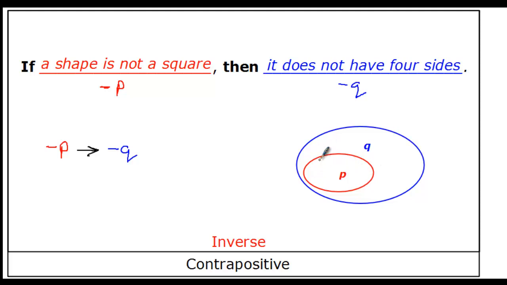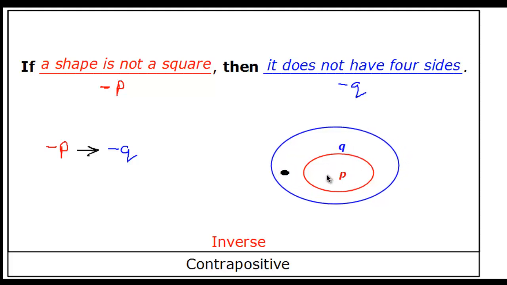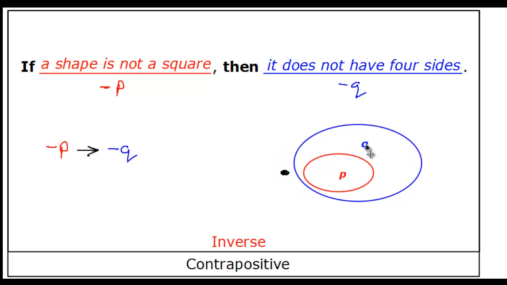So if it cannot be a square, does that mean it also does not have 4 sides? Or are there actually shapes that are not squares, but they do still have 4 sides? Hopefully you're thinking of a rectangle. That would be our counterexample to this statement. So this picture is what the statement says. It says if it's not a square, then it does not have 4 sides. And hopefully you'll see that that is false. It's a false statement.